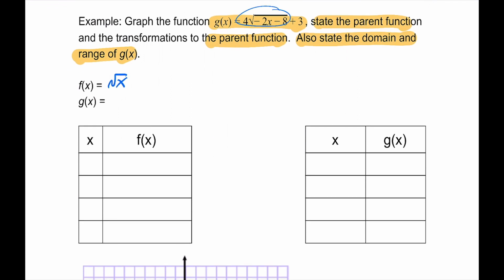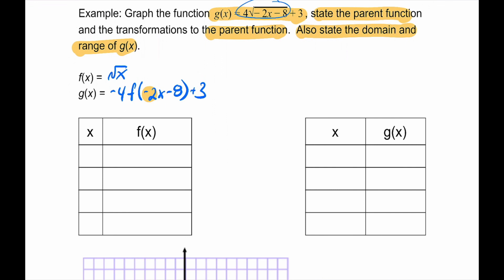And how could I write this in function notation? Well, I'm going to do negative 4 f of, so whatever is inside my square root is going to be inside my brackets, minus 2x minus 8 plus 3. So we're going to take one extra step because, as we mentioned above, really we need to factor out the coefficient of x to get the proper shift value. So here is going to be really negative 4 times f of minus 2x plus 4 plus 3.